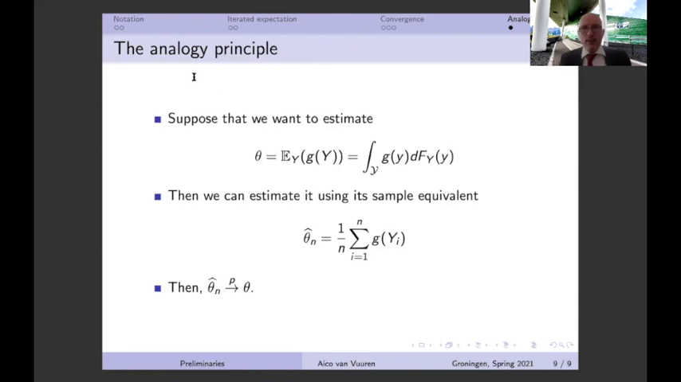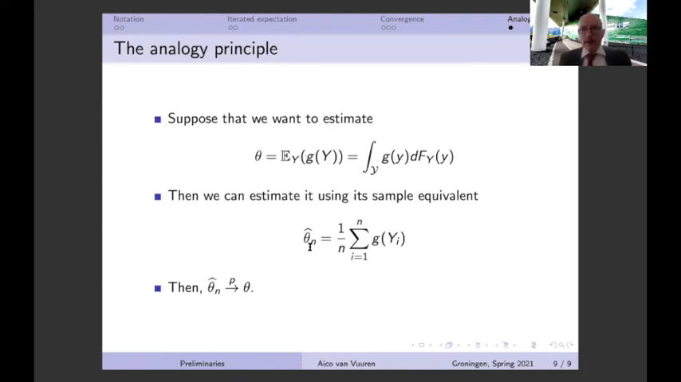Well, the analogy principle says that it's very easy. The only thing we need to do is to replace this population mean by its so-called sample equivalent. That means, in general, that instead of taking expectation, we take a summation over all the n observations in our analysis, evaluate the g function at the observations of y, not y itself, and divide by n. This is the sample equivalent of that thing, for whatever function g we have.